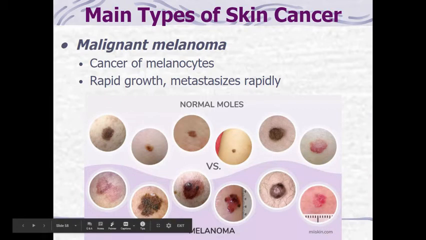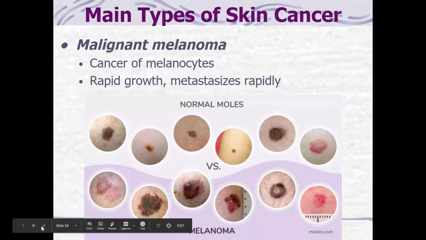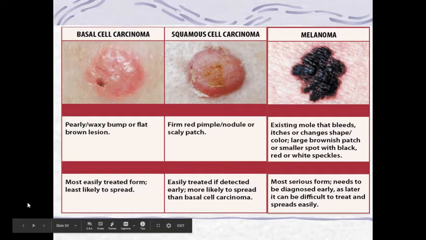And then we have malignant melanoma. This is cancer of the melanocytes. And this has extremely rapid growth and rapid metastasization. So this will spread very, very quickly. It's very difficult to treat, and it's one of the fastest growing kinds of cancer. We're seeing this much more commonly in the population. So here you can see the differences between the three kinds of common skin cancers.